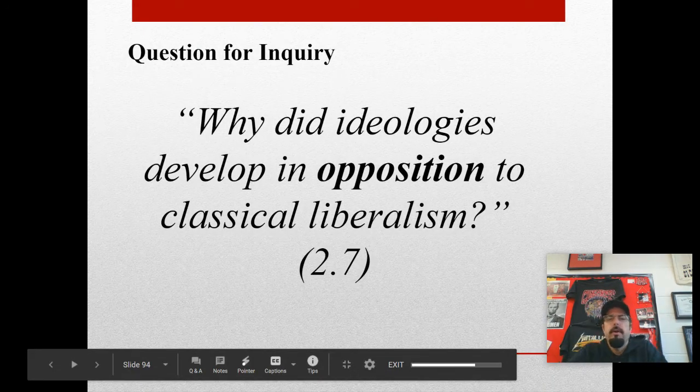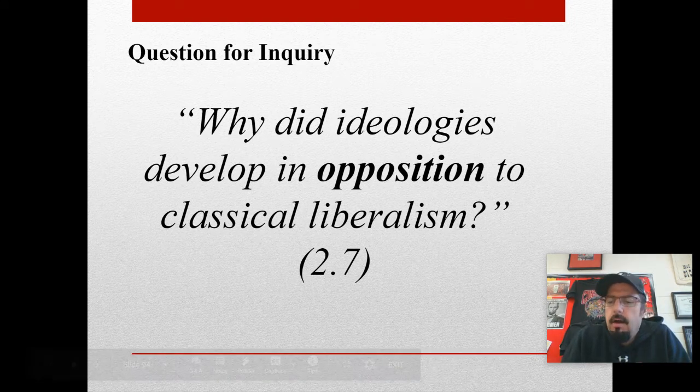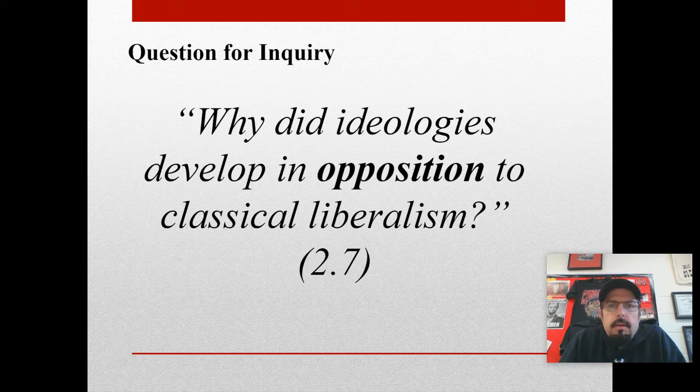So, a question for inquiry is, why did ideologies develop in opposition? The whole theme of chapter 4 is, why did some of these ideologies like socialism, communism, etc., evolve out of classical liberalism or in response to classical liberalism?